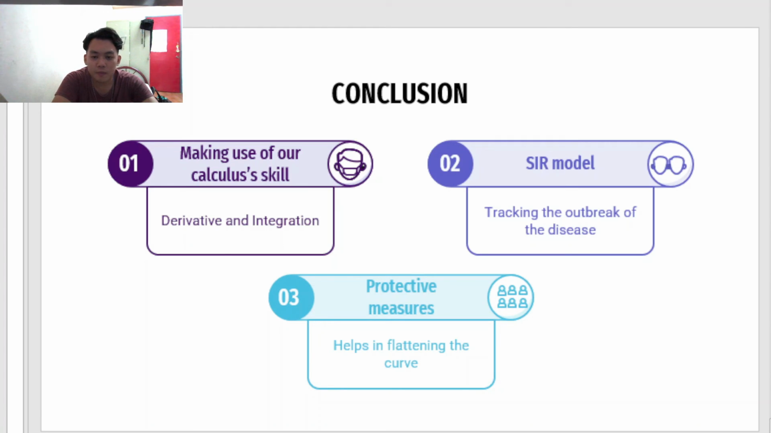By using these two powerful mathematics skills, we also managed to identify how these protective measures affect the infection rate, how it works with flattening the curve, and how the measures that are enforced by the government are actually helping the public and even the whole population.